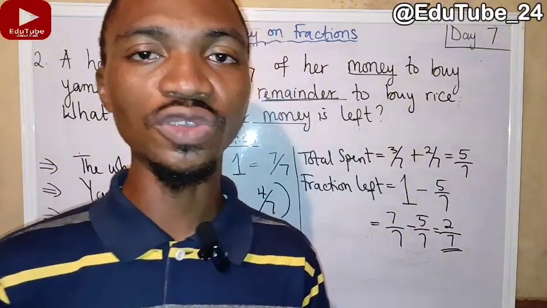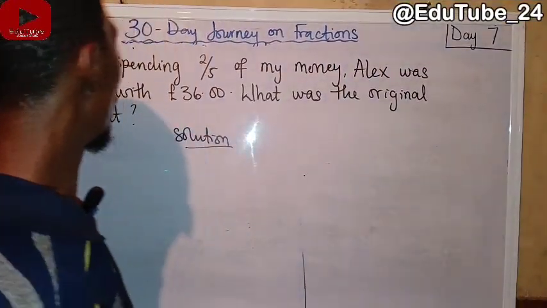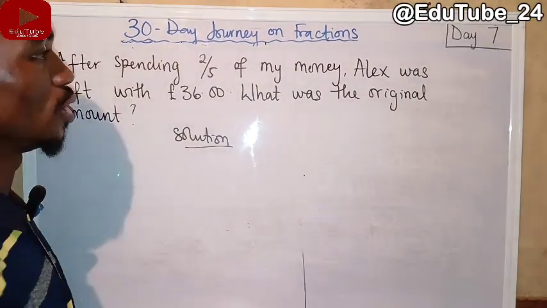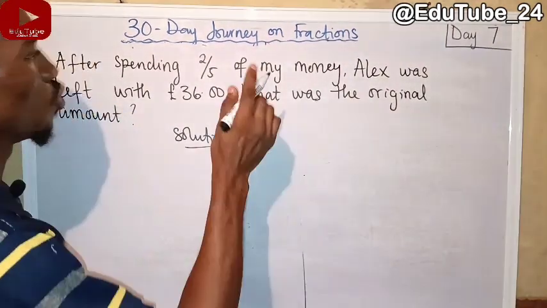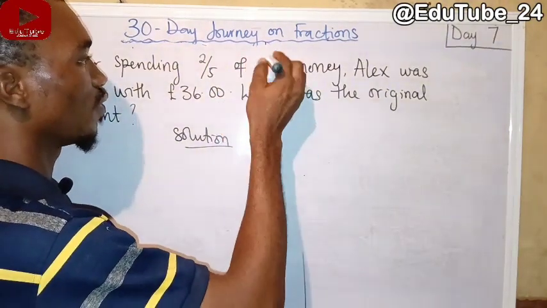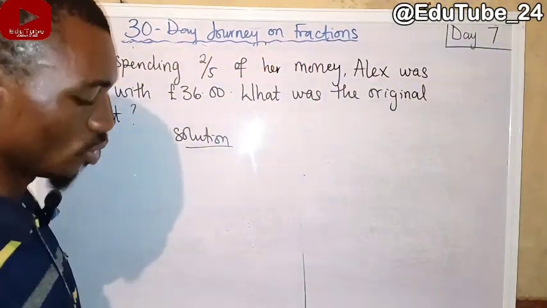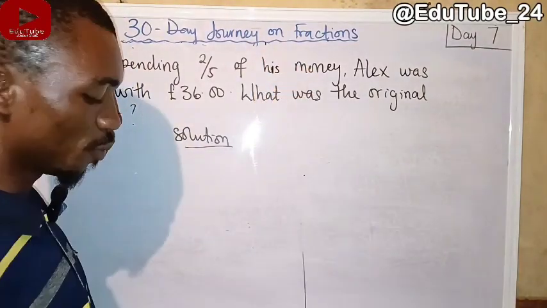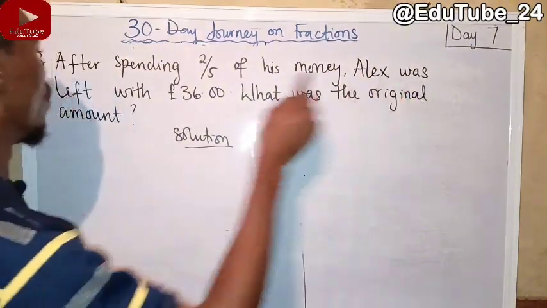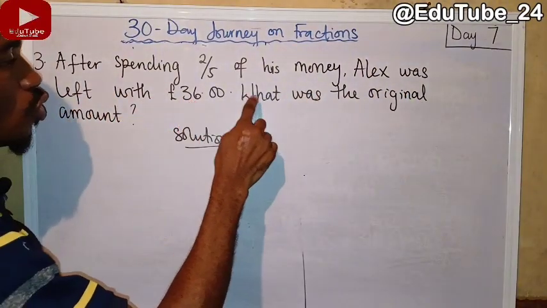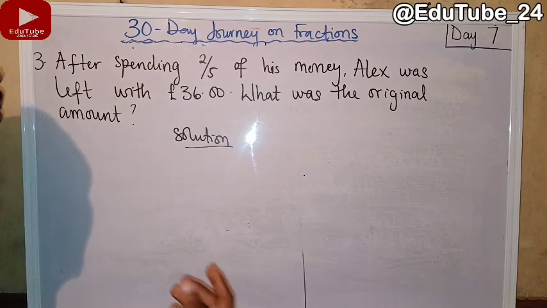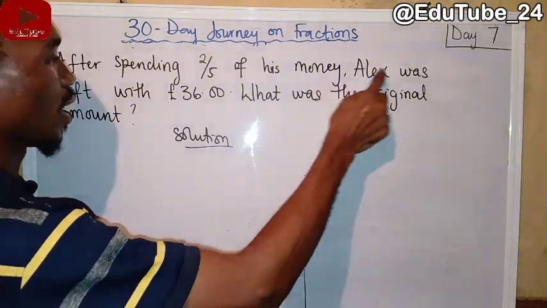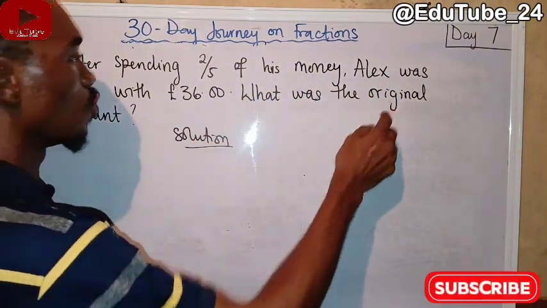Let's move on quickly to question number 3. After spending 2/5 of his money, Alex was left with 36 pounds. What was the original amount? This is so straightforward. But again, let's read again to digest the question. After spending 2/5 of his money, Alex was left with 36 pounds. What was the original money?